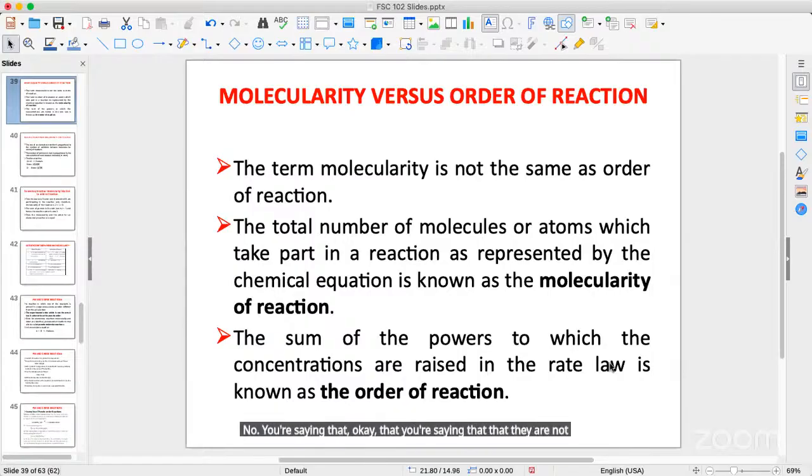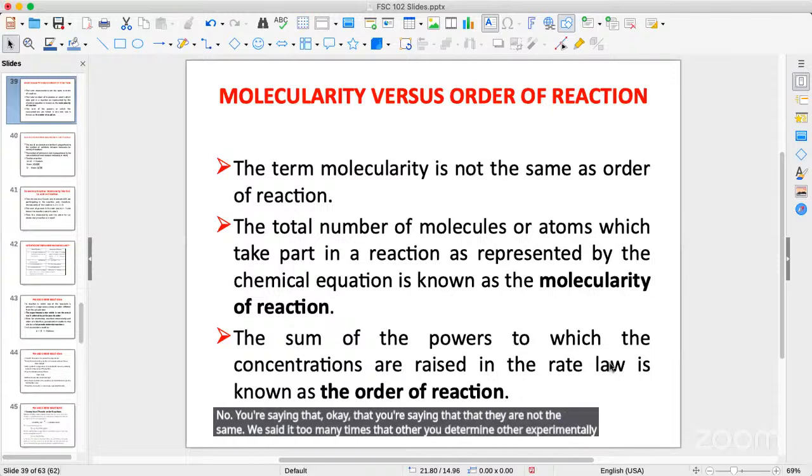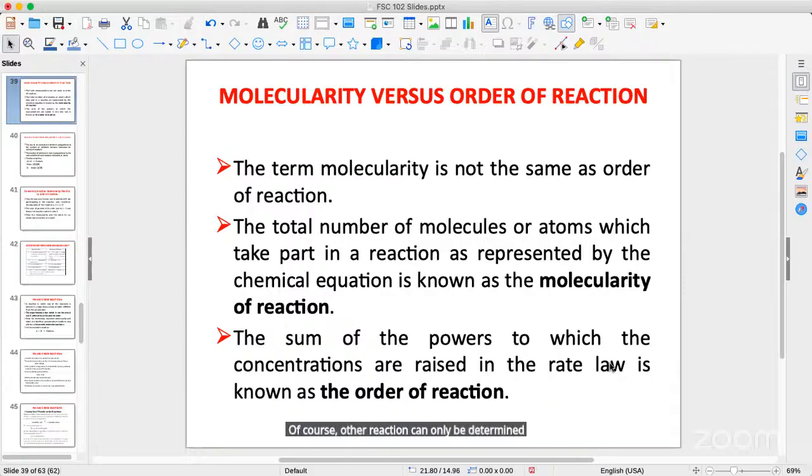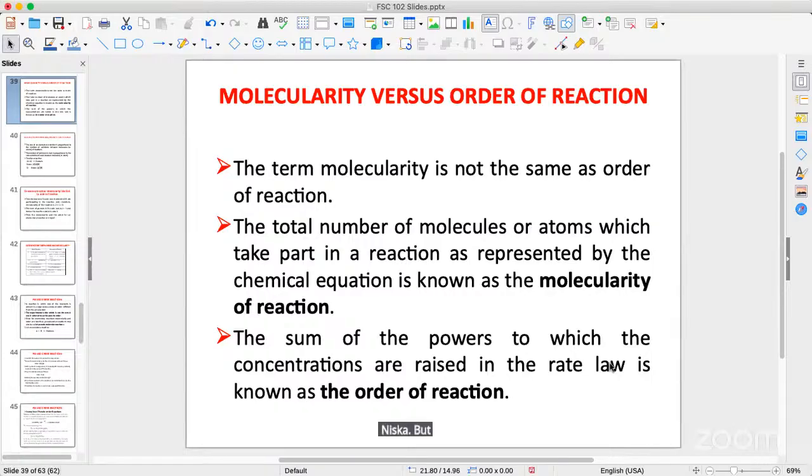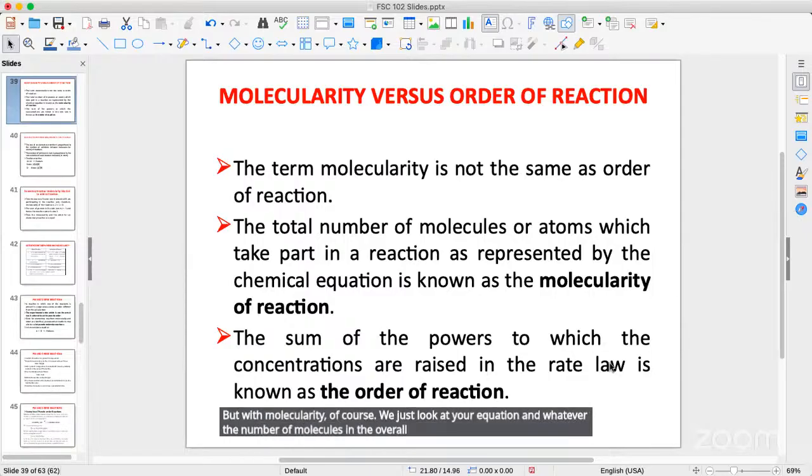We said so many times that you determine order experimentally, because order depends on rate, and you can only determine rate experimentally. It's only logical that order of reaction can only be determined experimentally. I will talk about how you do that next class. But with molecularity, you just look at your equation, and whatever the number of molecules in the overall equation is, that's the molecularity of the reaction. Count the number of molecules.